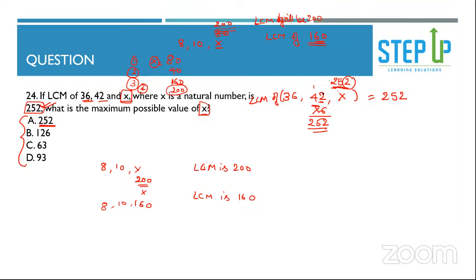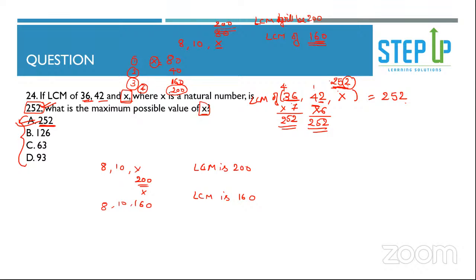So yes, 252 is divisible by 42. Now 36. 6 into what number will give you 2 at unit place? 7. 36 into 7: 7 6s are 42, 7 3s are 21 plus 4, 25, 252. Yes, so the answer is 252 itself. Moreover, you can do it directly.